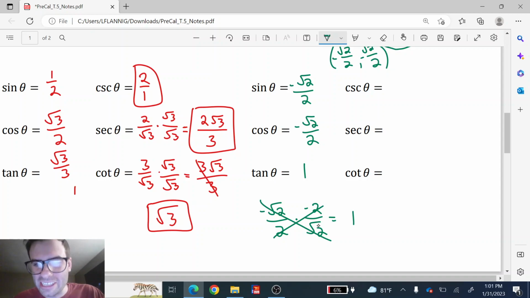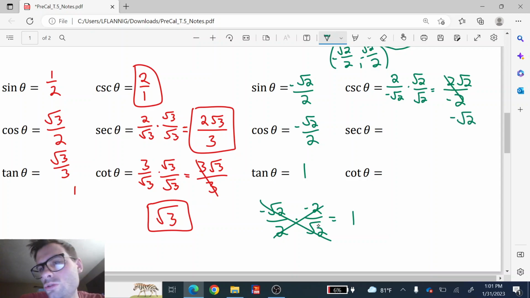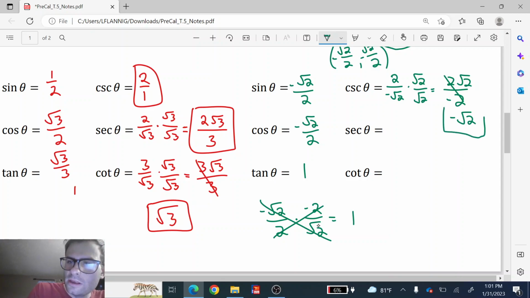Then we do the cosecant, secant, and cotangent, which are just the reciprocals. For the cosecant, we have 2 over negative root 2. Multiply both the top and the bottom by the square root of 2, and we get 2 root 2 over negative 2, and we can cross those out, leaving us with just negative root 2. You can write negative root 2 over 1 if you want. Those are the same thing.